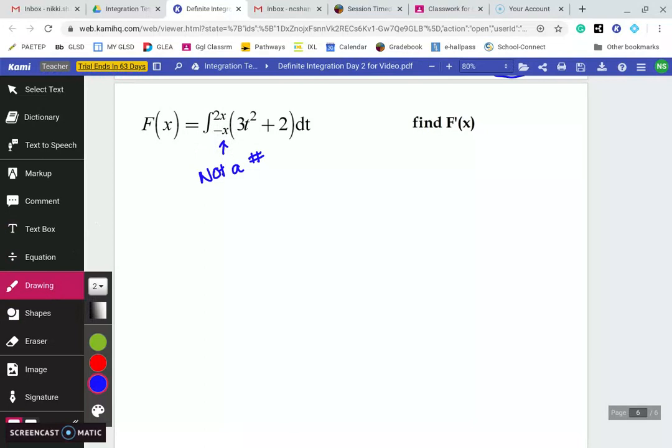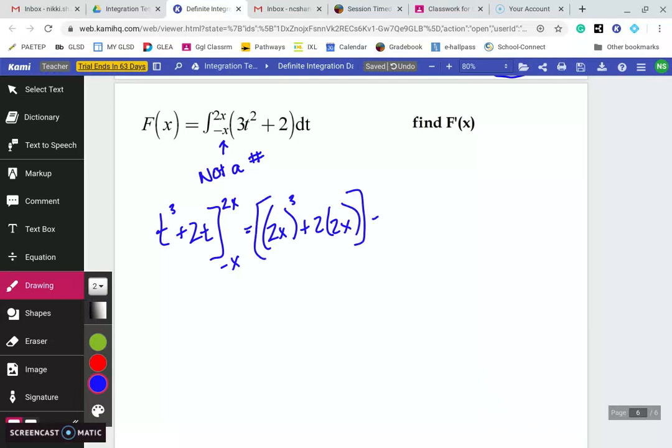So when I integrate here, I add 1 to my exponent and then divide. So this will give me t cubed plus 2t. And it's going to be from -x to 2x. And now I just have to plug each one in. So I'll have 2x cubed plus 2 times 2x. And that's my first function. And then I'll plug in -x. So I'll have -x cubed plus 2 times -x. And we're going to subtract that.